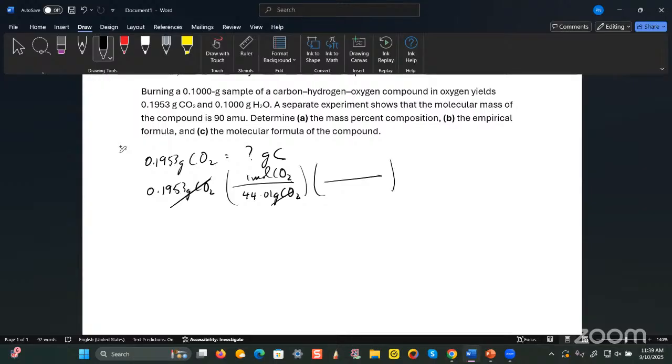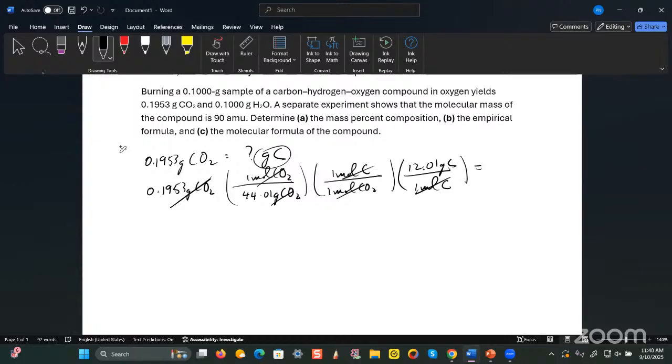So we're going to have 1 mole of CO2 below and 1 mole of carbon above, so that this will go with that. And then the next and final step, because remember, the aim is to find the grams of carbon, right? So the next and final step is that we multiply this by the molar mass of carbon. So that would be 12.01 grams of carbon above, and below 1 mole of carbon. And then this cancels with that. So now we have to do the calculation.